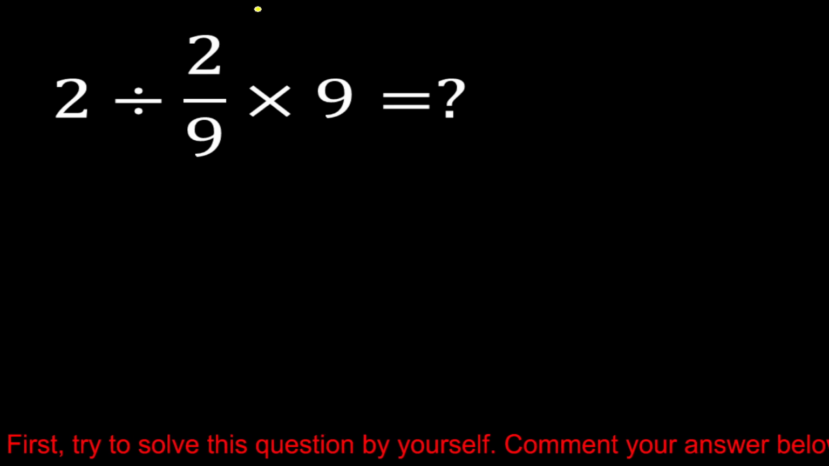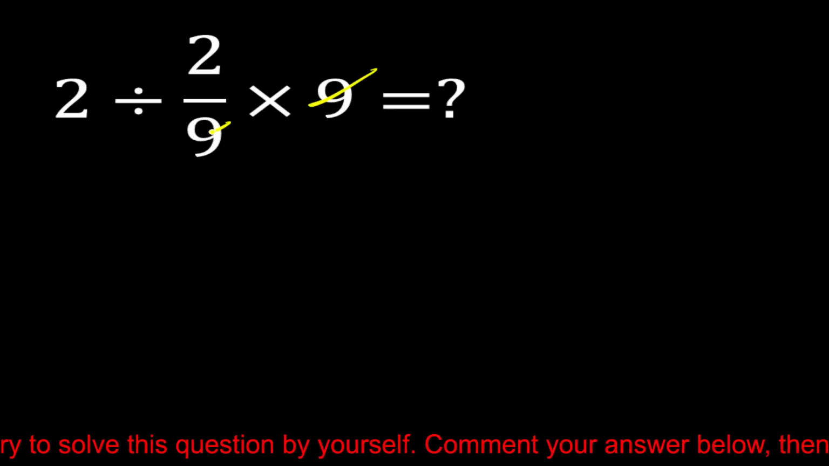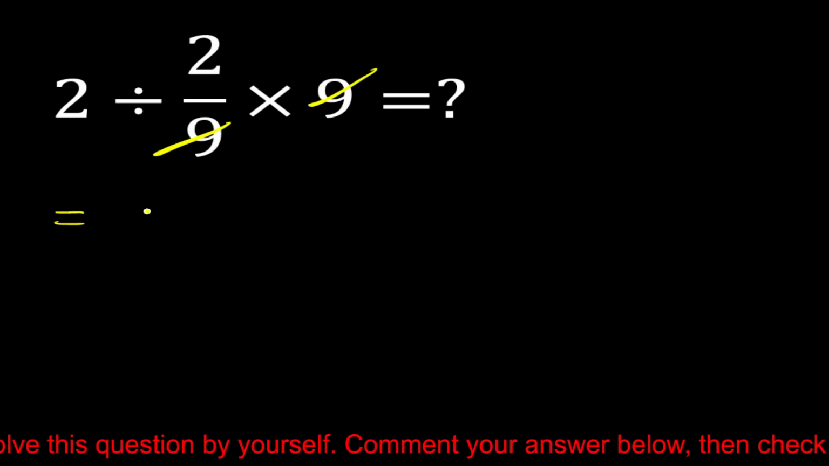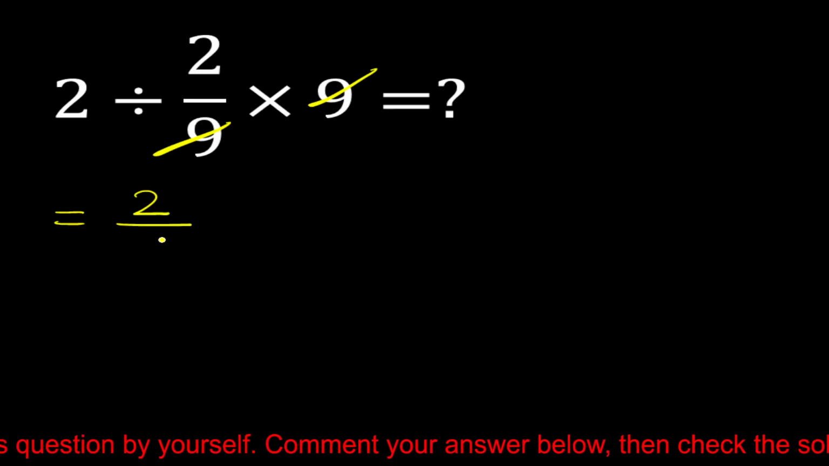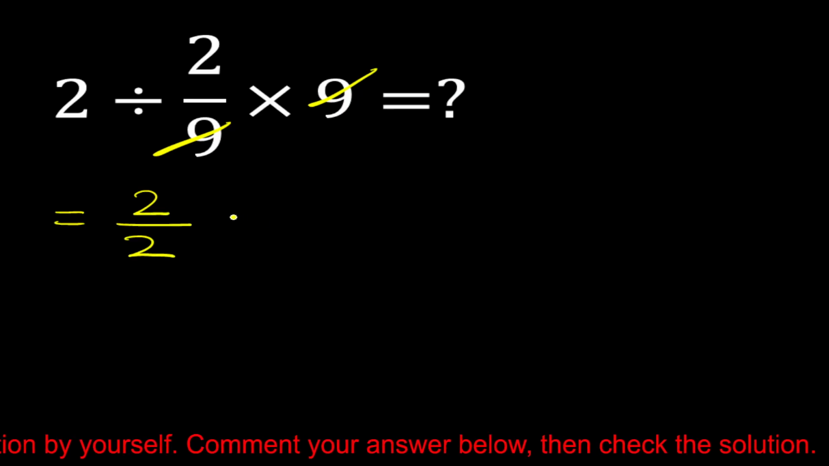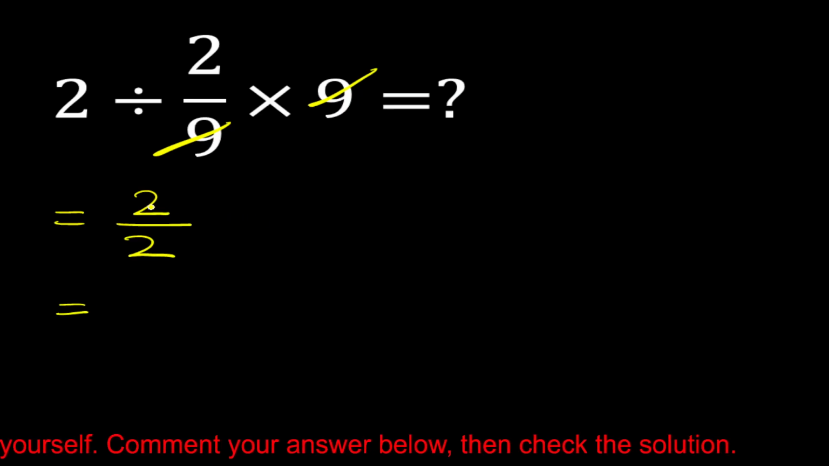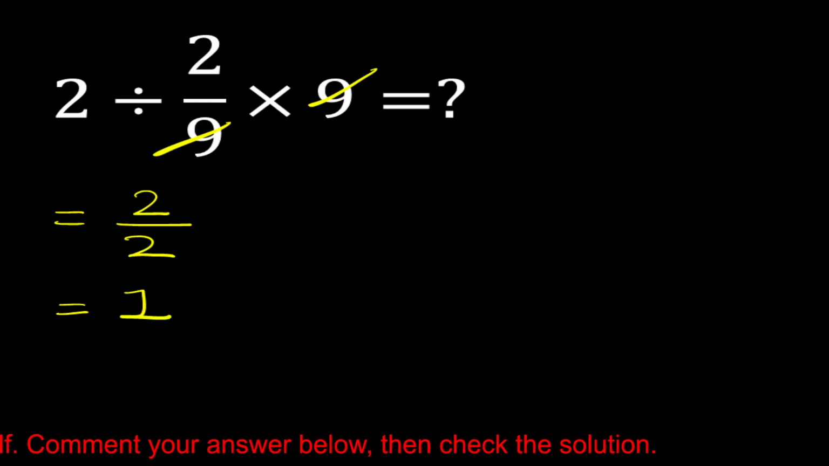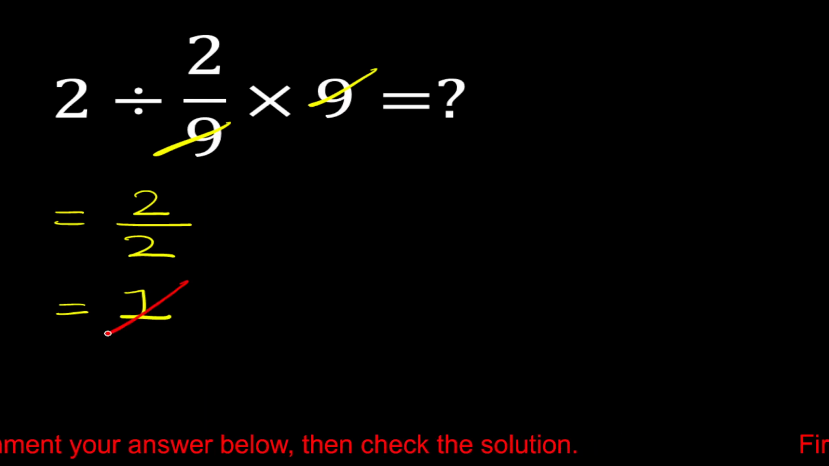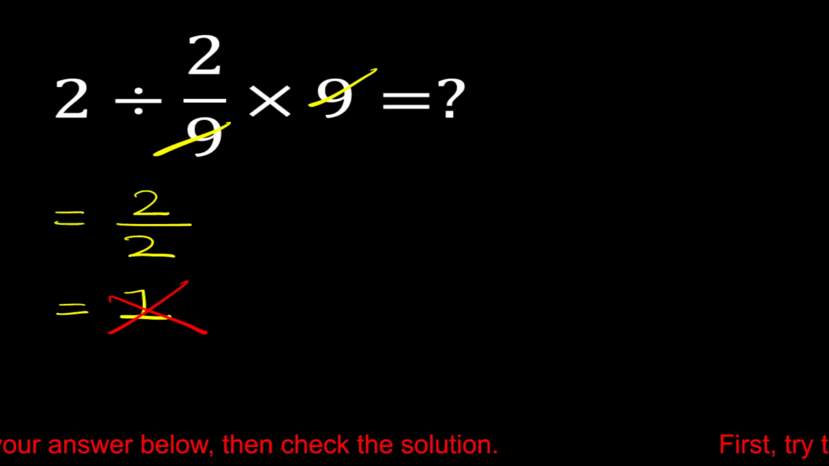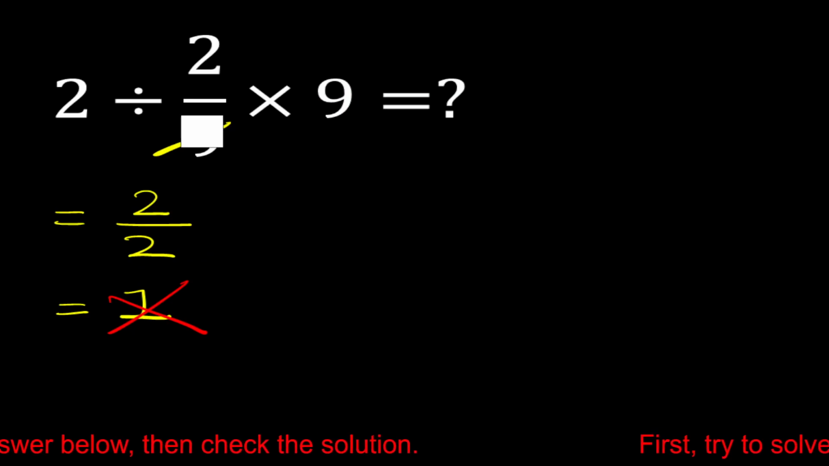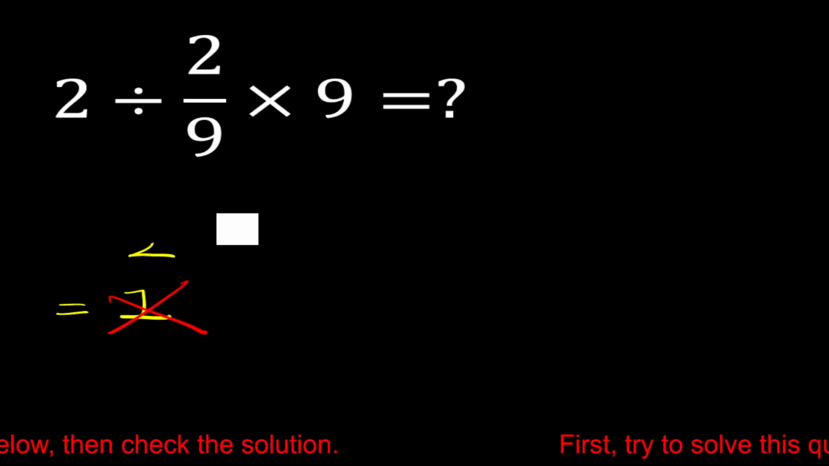So most people solve this question like cancel this 9 by 9 is equal to 2 divided by 2 is equal to, now 2 divided by 2 is equal to 1. But this answer is not correct. This answer is completely wrong. So now let's solve this problem correctly by using a PEMDAS rule.